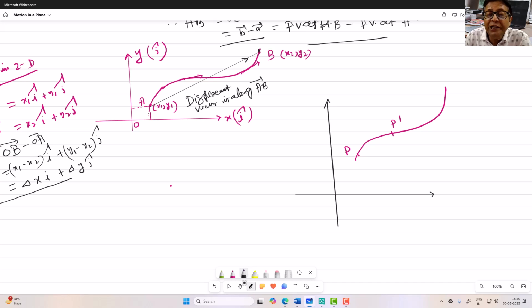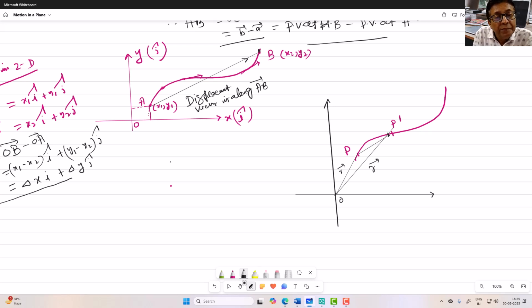This point P has the position vector R, and this point P dash has position vector R dash. This is R vector and this one is R dash vector. So what is the displacement vector here? PP dash is the displacement vector.